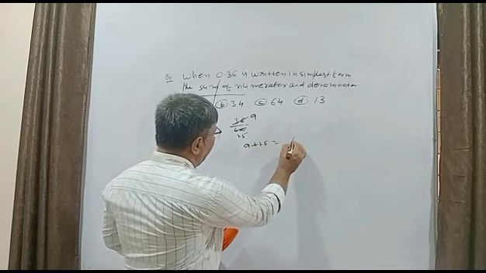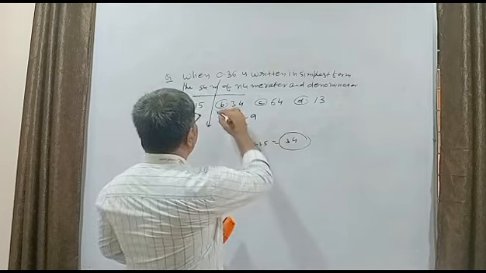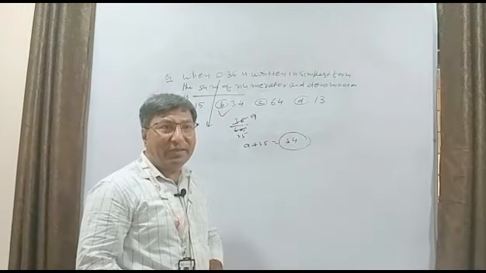So 9 plus 25 is what? 34. So our correct answer is what? 34 is right.